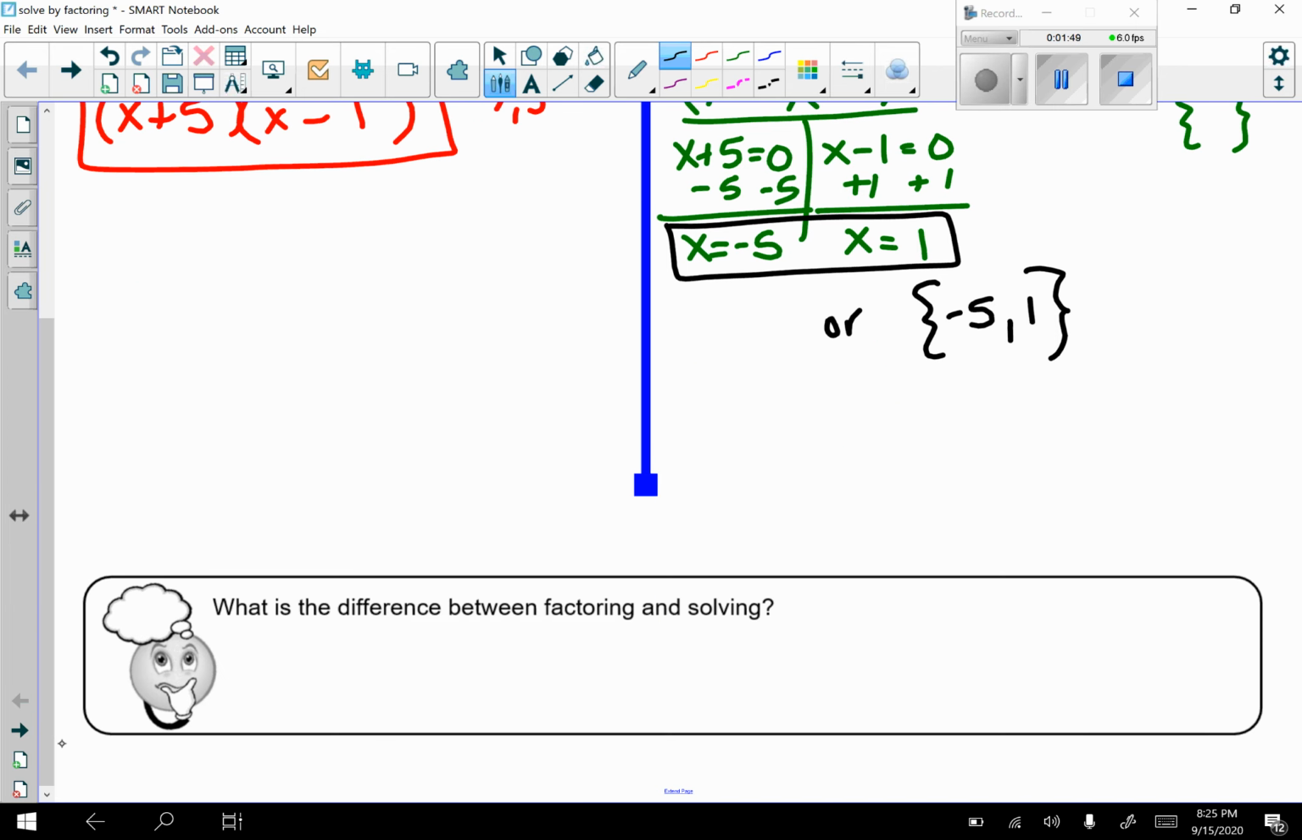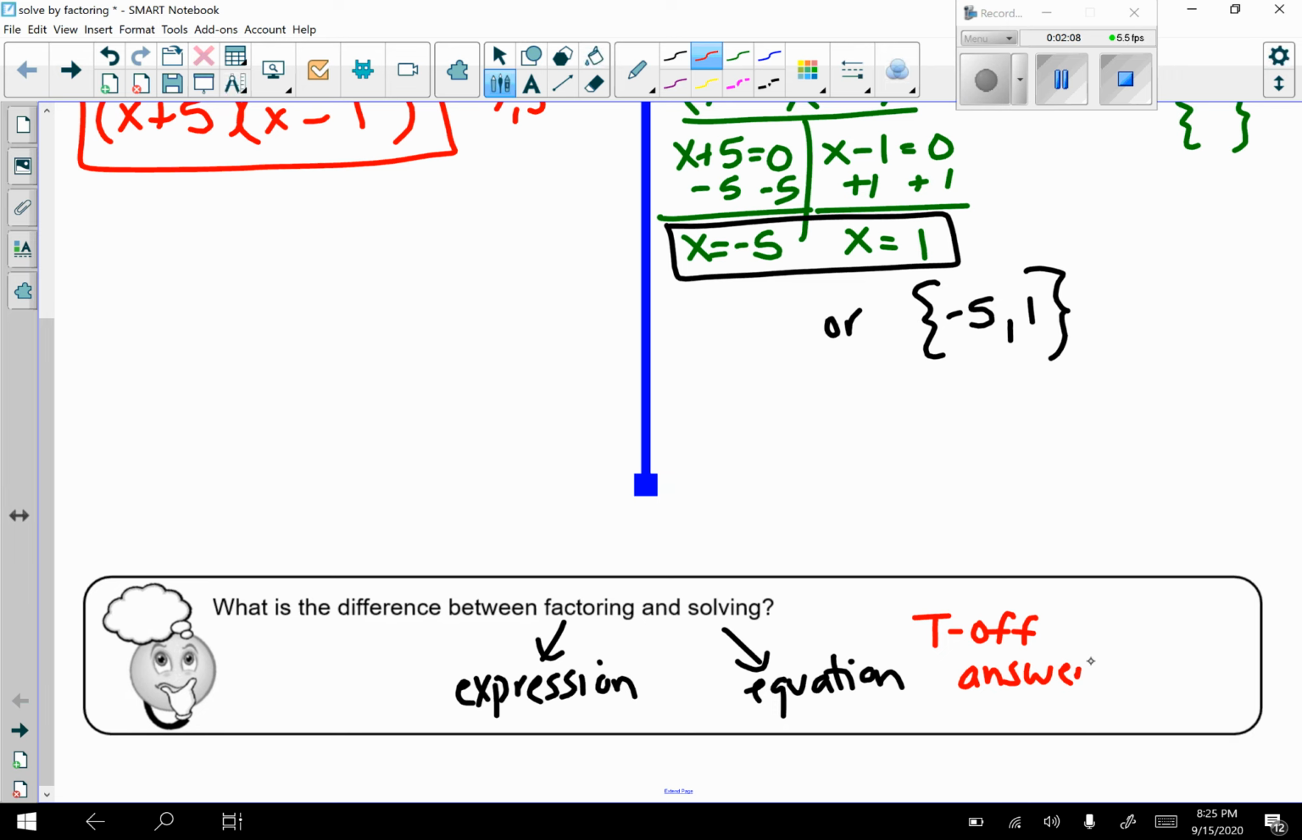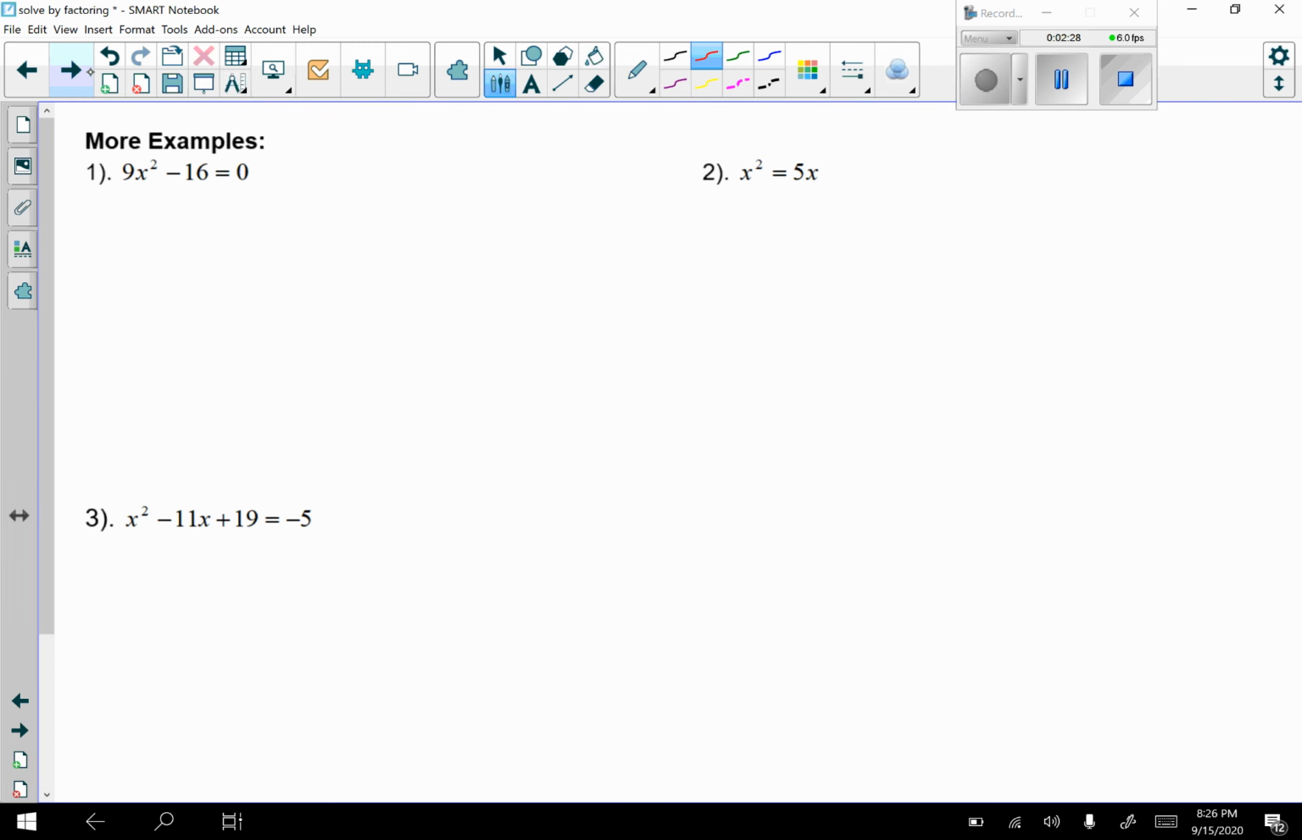So what's the difference between factoring and solving? Factoring is for an expression. Solving is for an equation. When I solve, I have to tee off, and my answer should be x equals some number. For a factoring or an expression, my answer should be some kind of parentheses. So let's take a look at a few more examples.